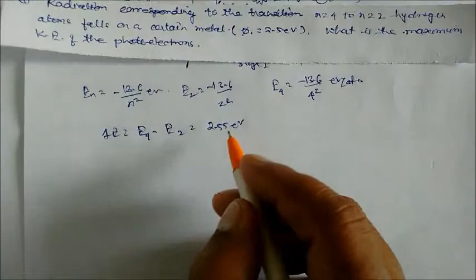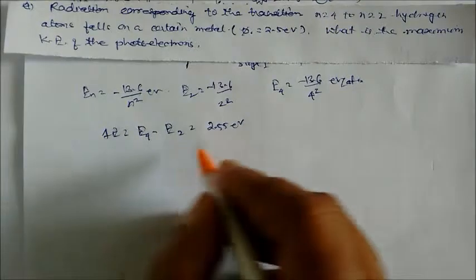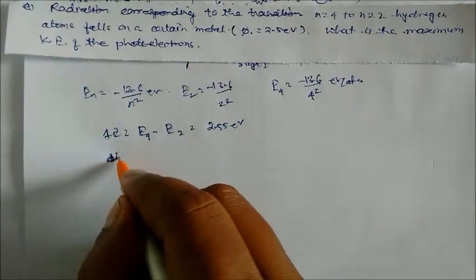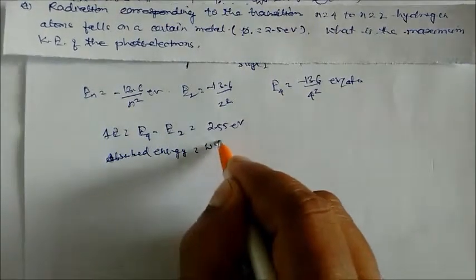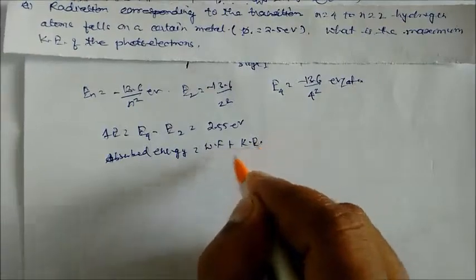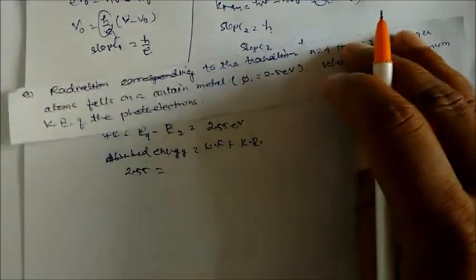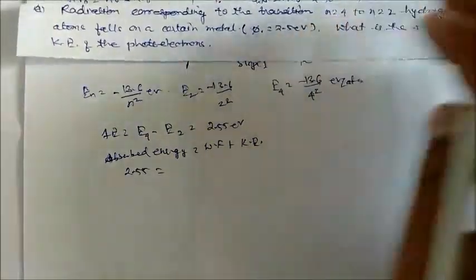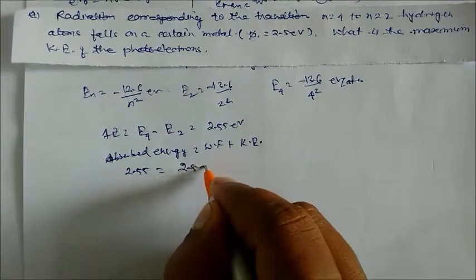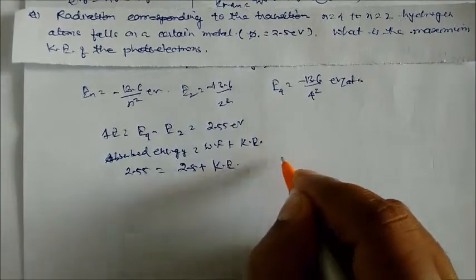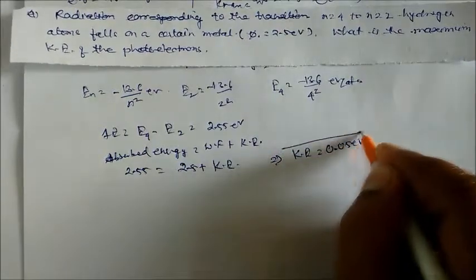Now this is our energy that we are supplying on the metal. So we can write the formula: absorbed energy is equal to work function plus maximum kinetic energy. Here the absorbed energy is 2.55, and the work function is given here as 2.5, and we have to find the kinetic energy. So we will get kinetic energy equal to 0.05 electron volt. So this is our answer.